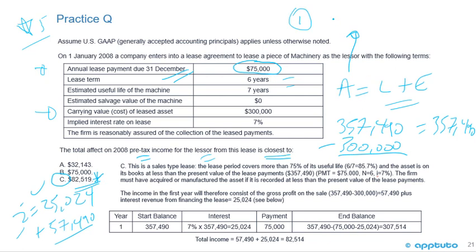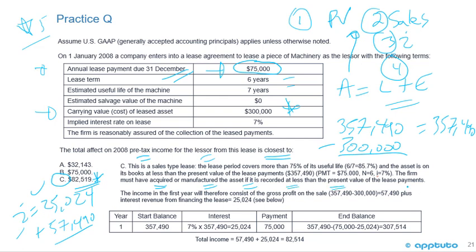So, nice little question. Step 1, you have to do the present value of the payments. Step 2, determine that it's a sales type lease. Step 3, calculate the interest. It's the annual payments at the end of the year, so it's just the present value times the interest rate for the interest receivable, in this case from the lessor's point of view. And then step 4, calculate what the profit was on the lease, which is the present value minus the carrying value of the cost. So it says here the firm must have acquired or manufactured the asset if it recorded it at less than the present value of the lease payments. That's something to be aware of.